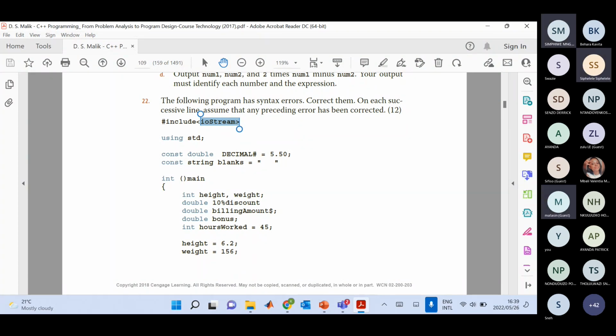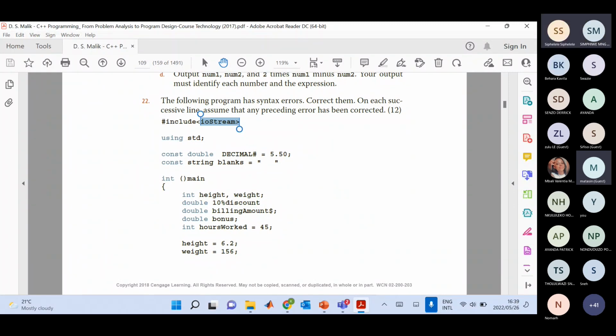Is there any mistake? What is the mistake? The int main function is not on the right line, ma'am, and there is also a left brace. Can you see my screen? I'm highlighting something. Is there any mistake there? Let's go one line at a time.